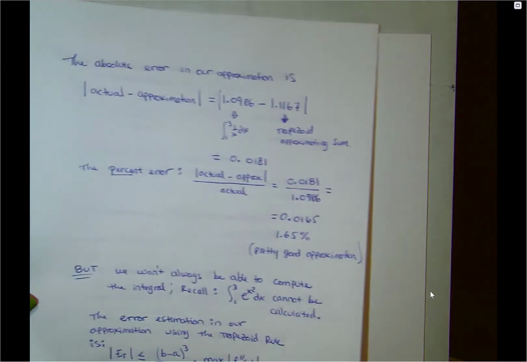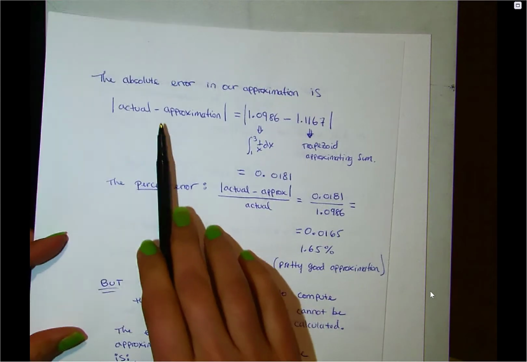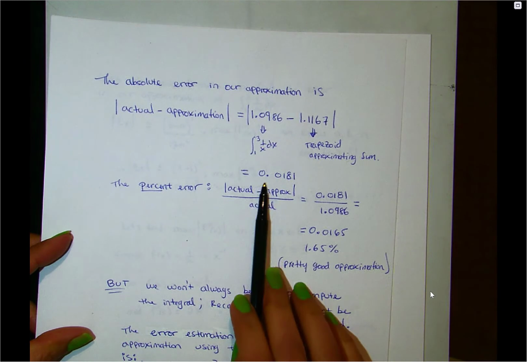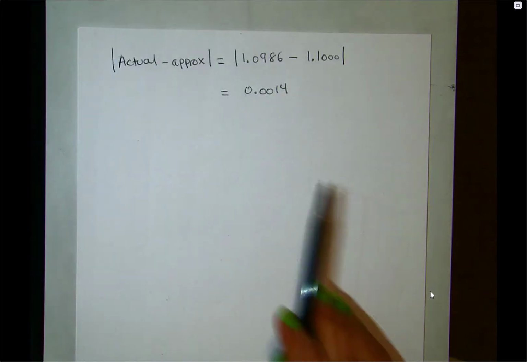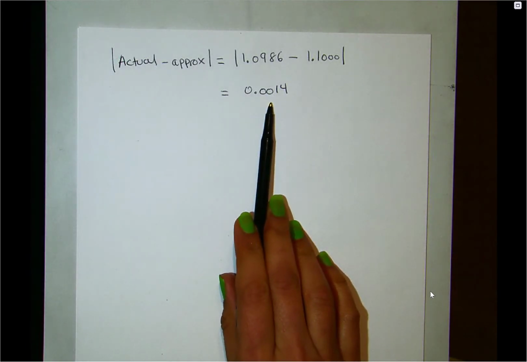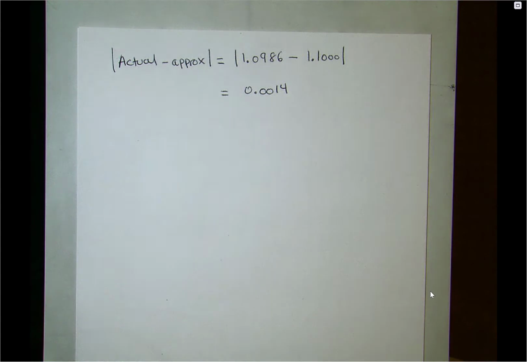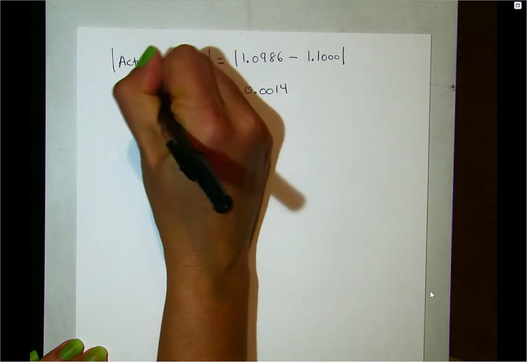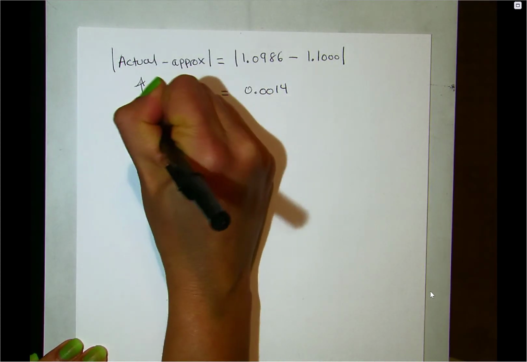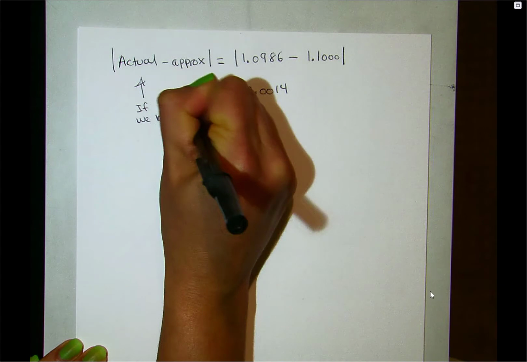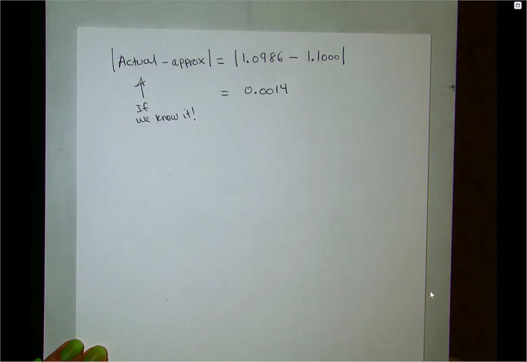So it seems to be a better approximation than the trapezoid rule. Remember, with the trapezoid rule the error was 0.0181. So with Simpson's rule we are a lot closer. That's one of the reasons this works really nicely. Now, the error in Simpson's rule: remember, this is if we know the actual, but most of the time the reason we're using this rule is because we don't know the actual.